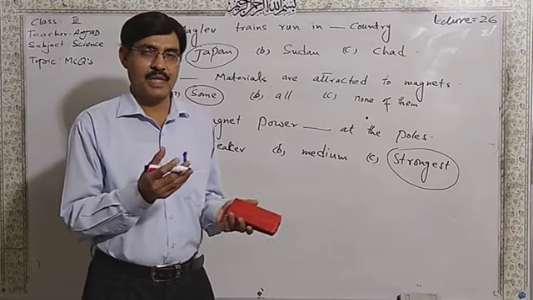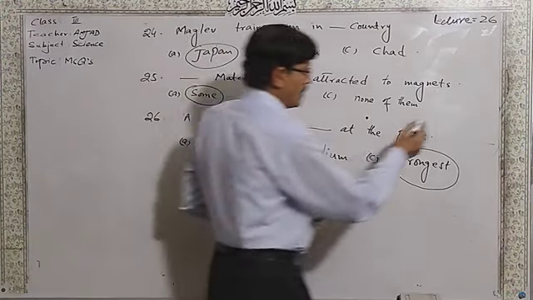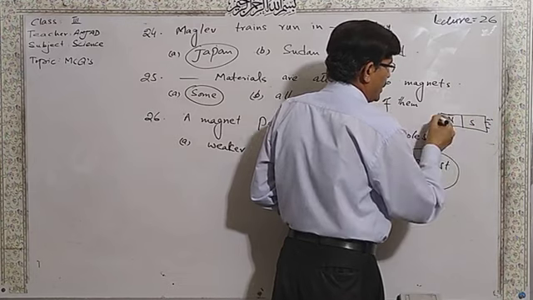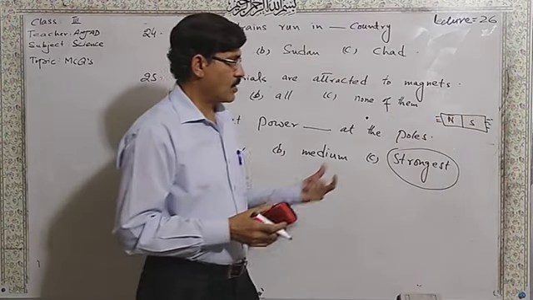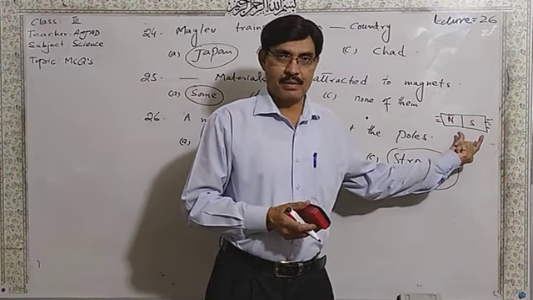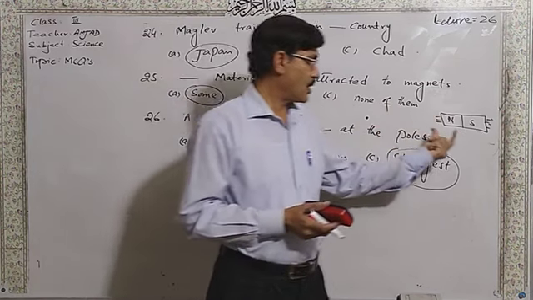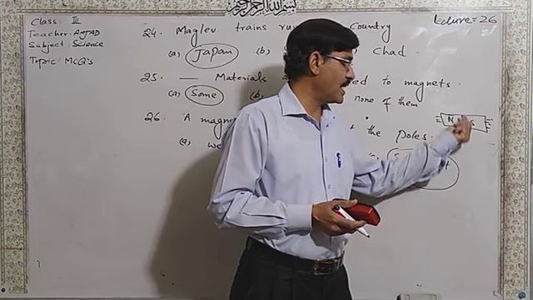North and south pole side. This one we have already studied. This is north and south. This side of the magnet has the strongest power. Its magnetic power is strongest rather than this side and this side.